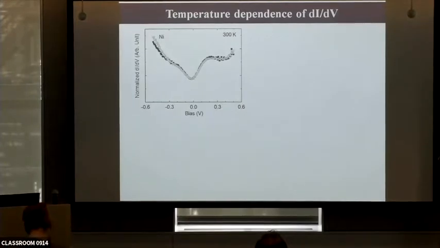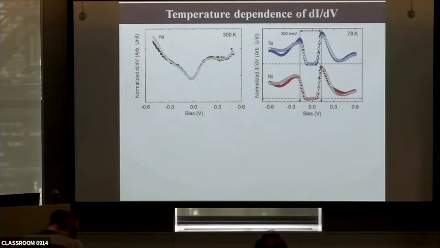So we also measured the temperature-dependent dI/dV, which is consistent with the density of states. At high temperature, 300 Kelvin, it shows a finite value at zero bias voltage. Here, the zero bias voltage corresponds to the Fermi level, so it shows metallic behavior. At the low temperature, 78 Kelvin, it shows a clear band gap picture. So the metal-insulator transition happens in this system.